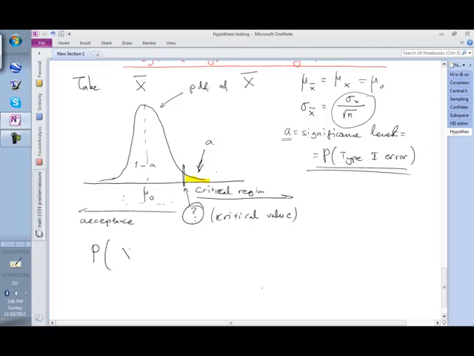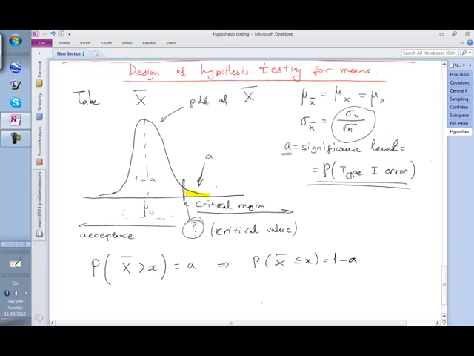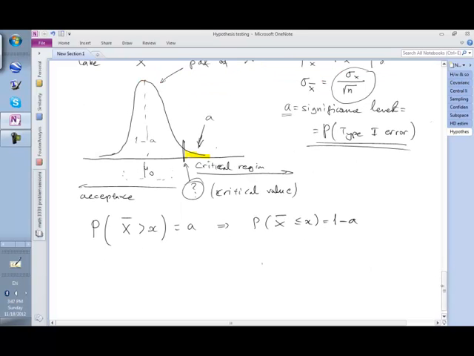We want x bar to be greater than this value, which we're going to find. Let's call this value lowercase x, so that the probability that x bar is less than or equal to lowercase x is equal to 1 minus alpha. Alpha is called significance. Well, let's do this calculation, then we'll say why it's called significance.